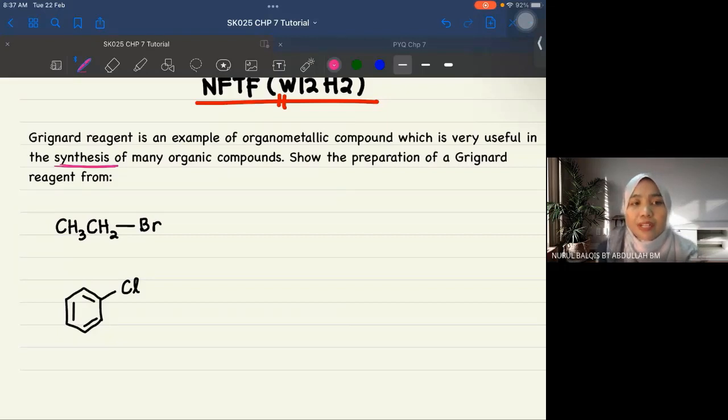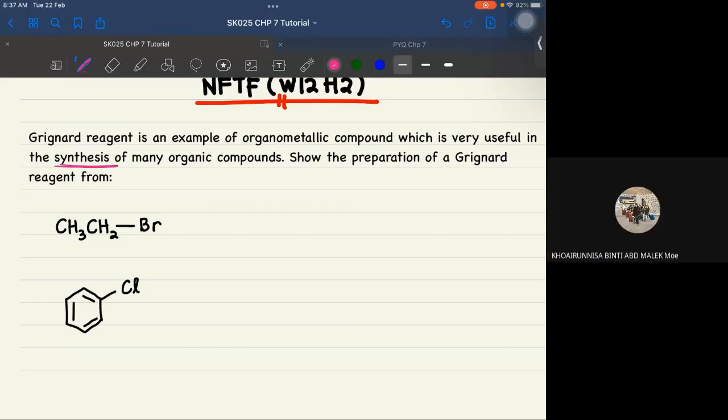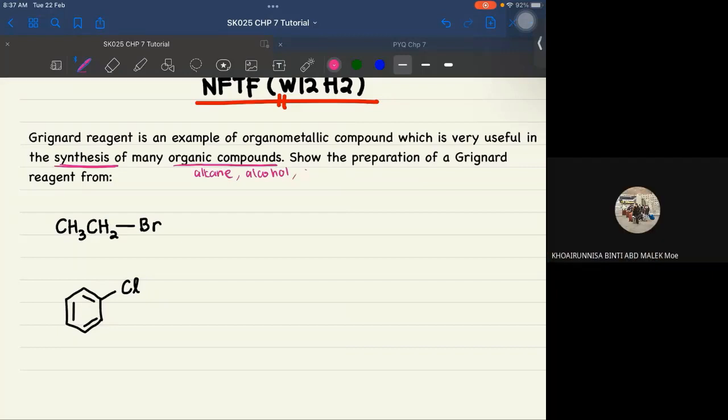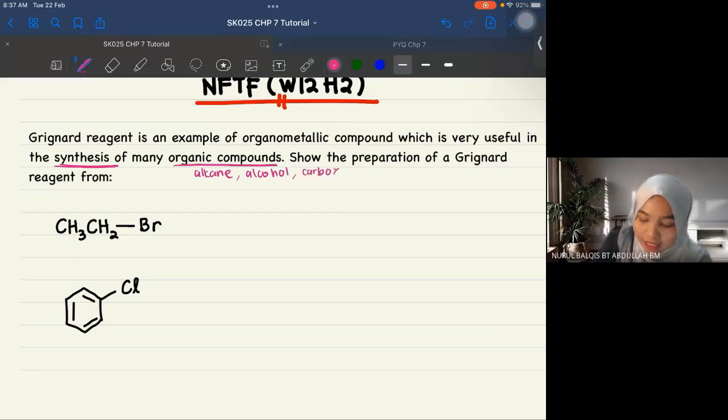Can I know organic compound apa yang dia boleh buat? Tell me the class of compound yang boleh kita form daripada Grignard reagent. We want to synthesis them. Alkane. Kita boleh buat antaranya, yes, thank you. Kita ada alkane. Then we have alcohol. And lastly, kita ada? Carboxylic acid. Yes, carboxylic acid.